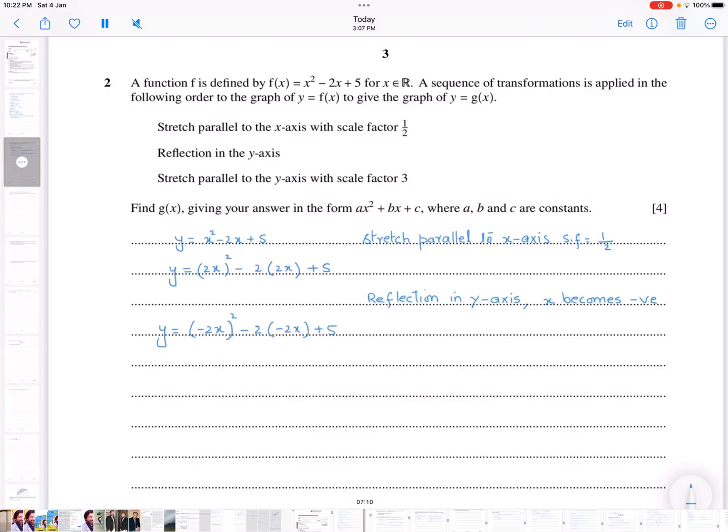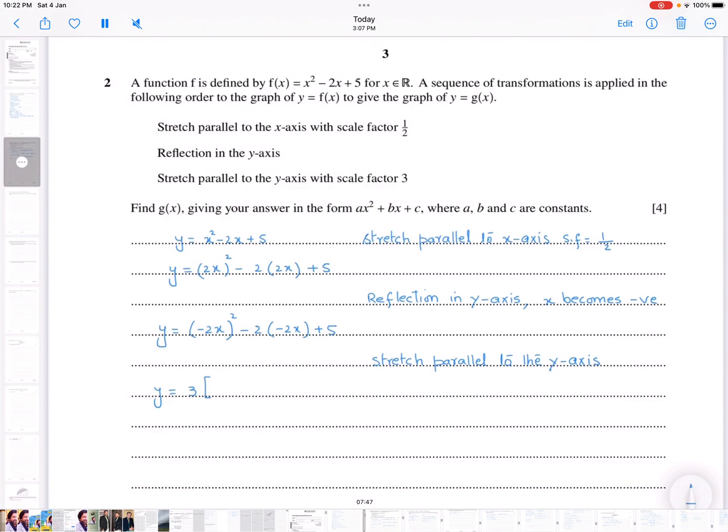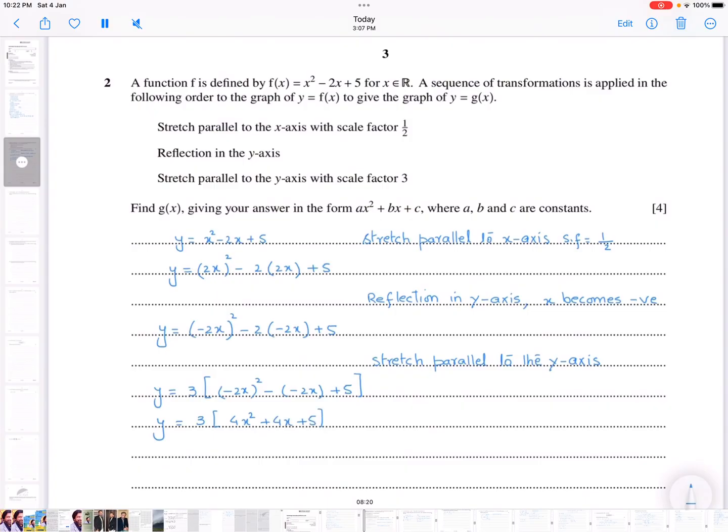Then comes the stretch parallel to the y-axis with scale factor 3. So you multiply the whole equation by 3 like this. Now simplify it and you will get y equals g of x. First simplify the bracket inside and then multiply 3 with all the values inside the bracket. So this is our g of x.